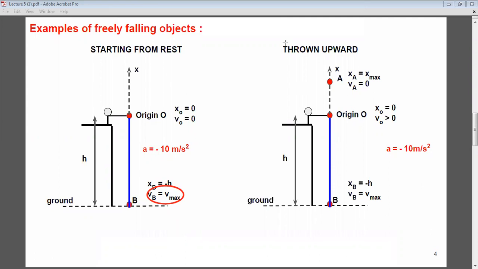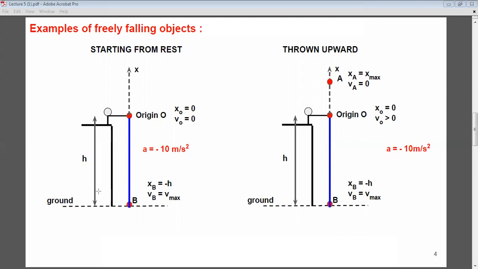So let's repeat this stage. If you take an object to an altitude, in this case a height h, imagine you are on top of a building. The height of the building is, I don't know, 200 meters.